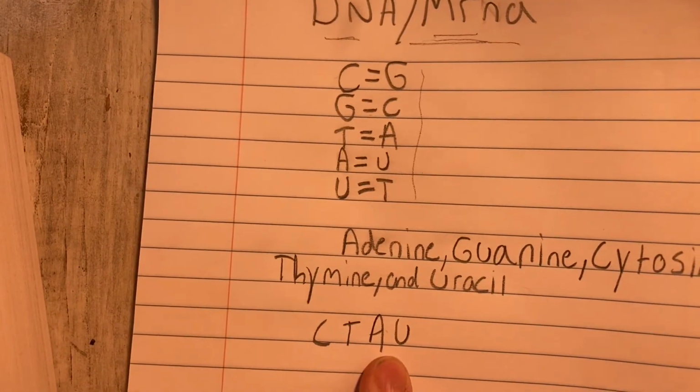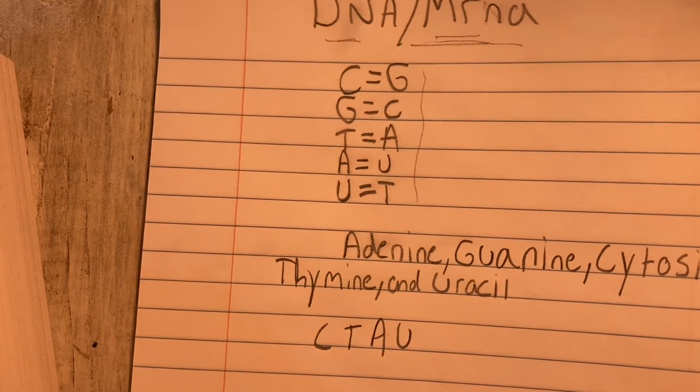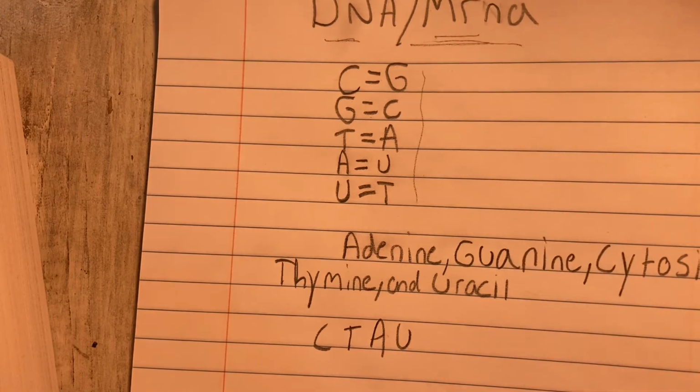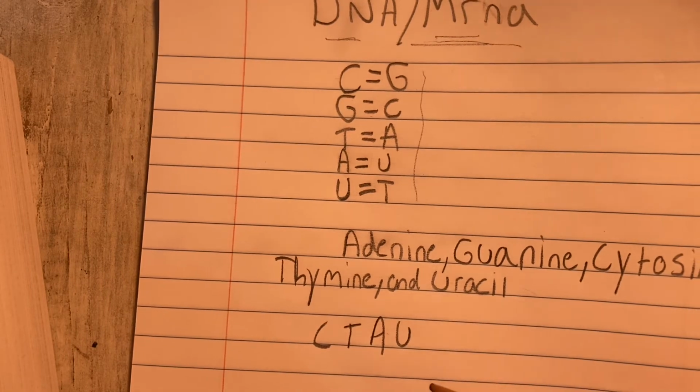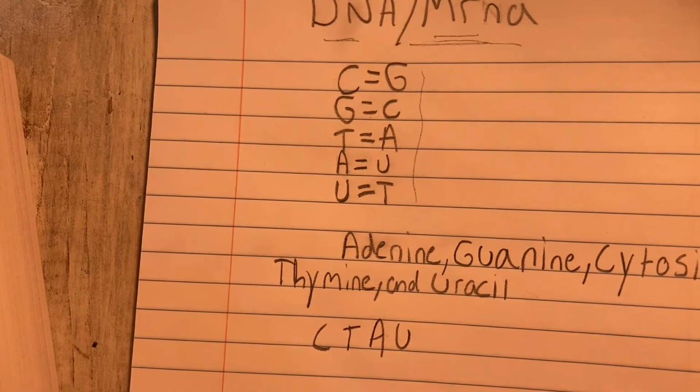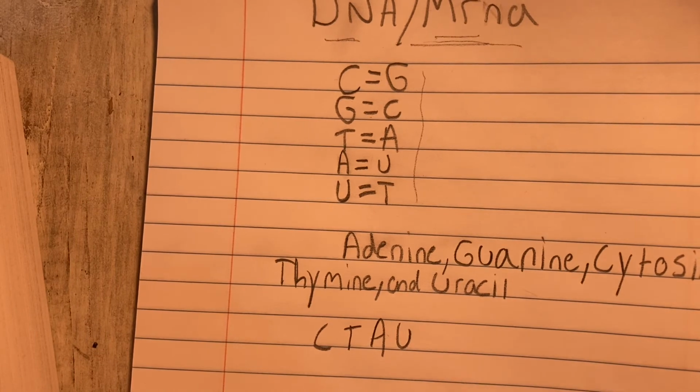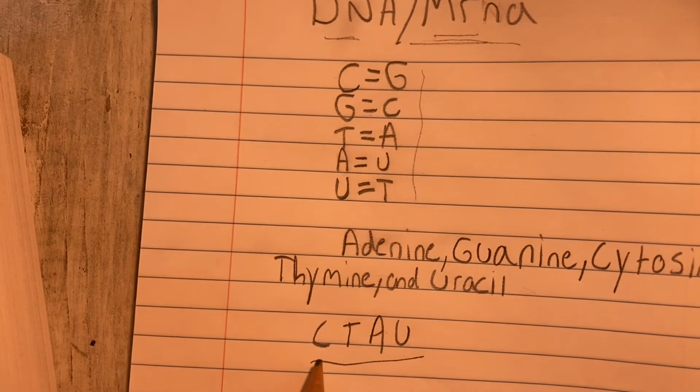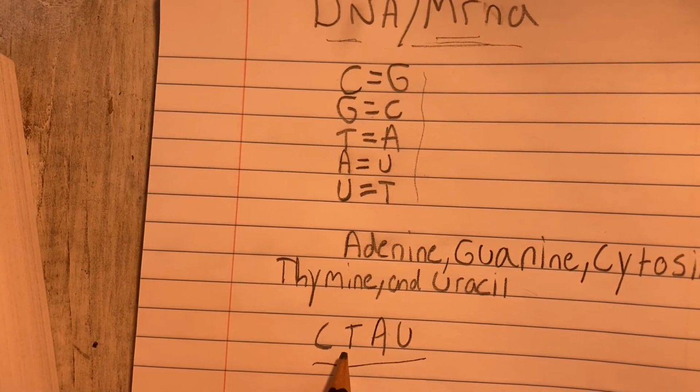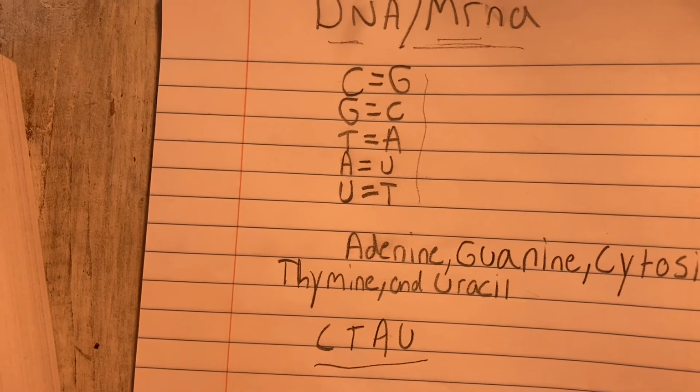So say this was a DNA, and I wanted to translate it to mRNA to take it to the ribosome, which is where it gets to turn into tRNA. And there'll be more on that later. So this is my DNA strand. It represents cytosine, thymine, adenine, and uracil.